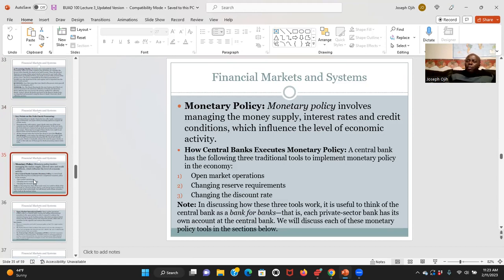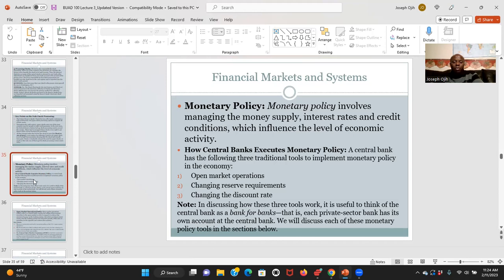It means managing the money supply, interest rates, and credit conditions, so as to influence the level of economic activities in the country. This means that the Federal Reserve intervenes to make sure that the country maintains a specified level of economic activity by managing the money supply, the interest rates, and credit conditions. Let me explain how the Federal Reserve executes the monetary policy.